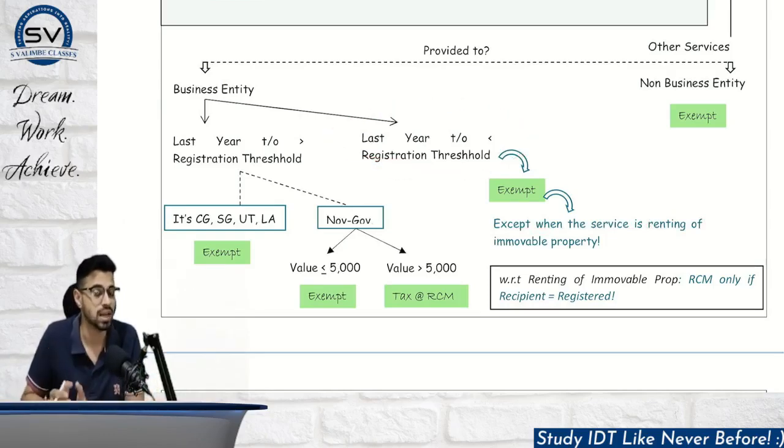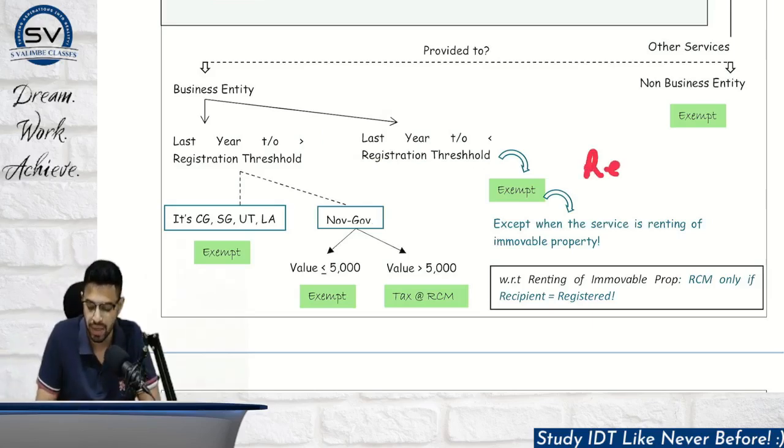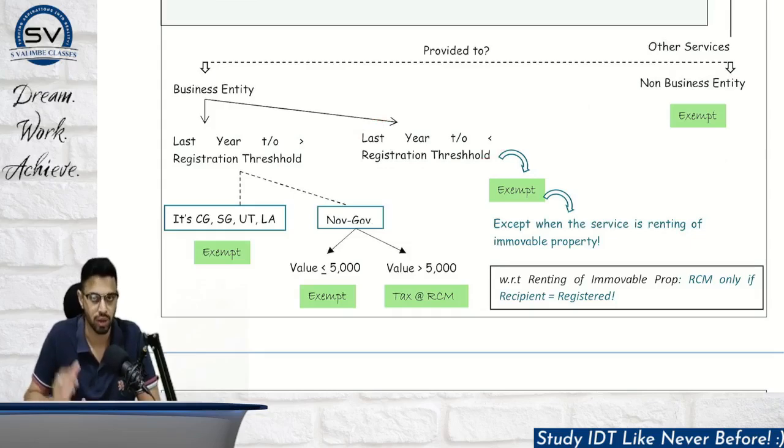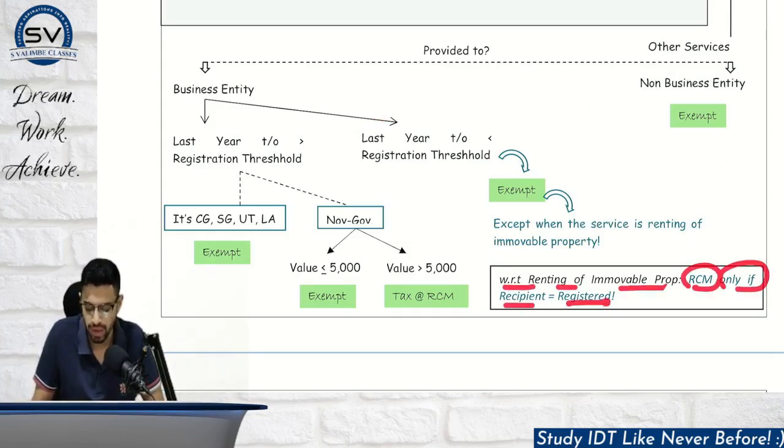So now please tell us whether FCM will be applicable or RCM will be applicable. RCM will be applicable only and only when the recipient is registered, for which the chances are low because this is the one which has lower limit, lower turnover. The turnover is lower than the registration threshold, so chances are it might not be registered, right? So with respect to renting of immovable property, RCM applies only if the recipient is registered.